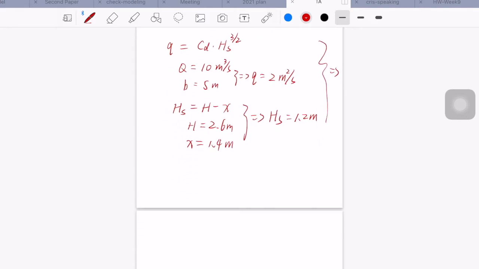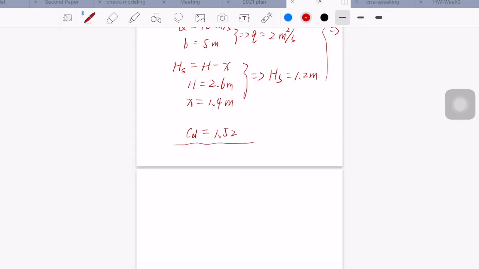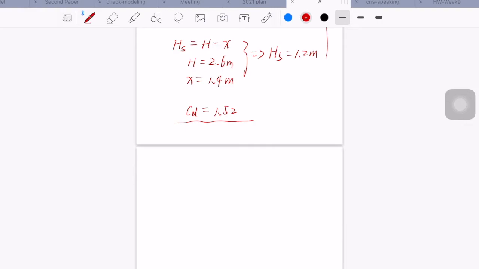And now we can determine the actual coefficient of discharge C_D is 1.52 for this problem. And we still need to determine the amount of energy loss. So we balance the energy at the weir and upstream. We can get this equation: E sub UP, the energy upstream, should be equal to X, the height of the weir, plus the specific energy at the weir, plus the head loss.